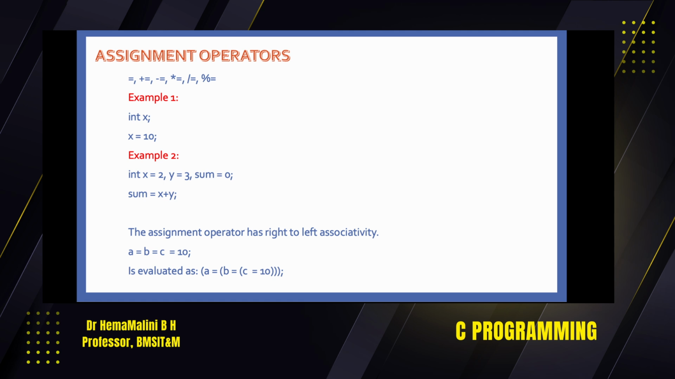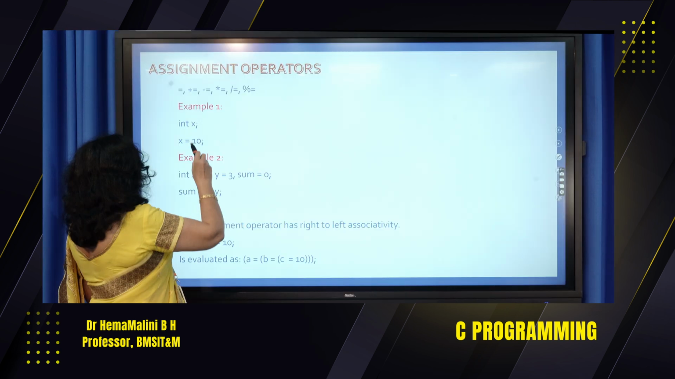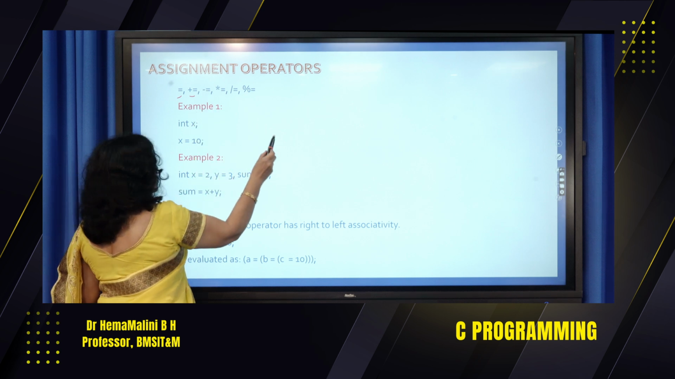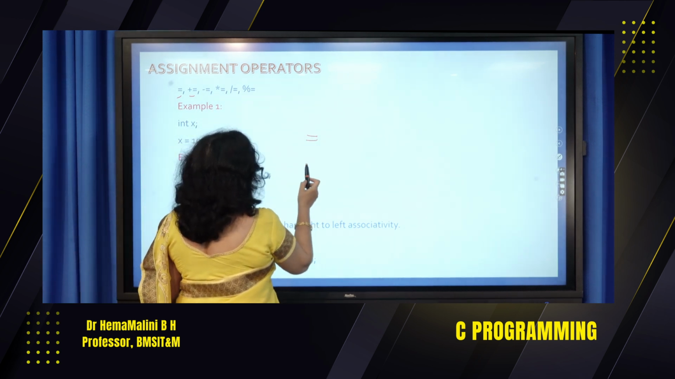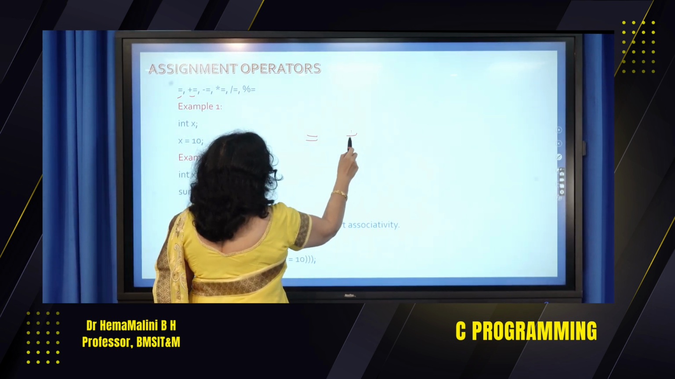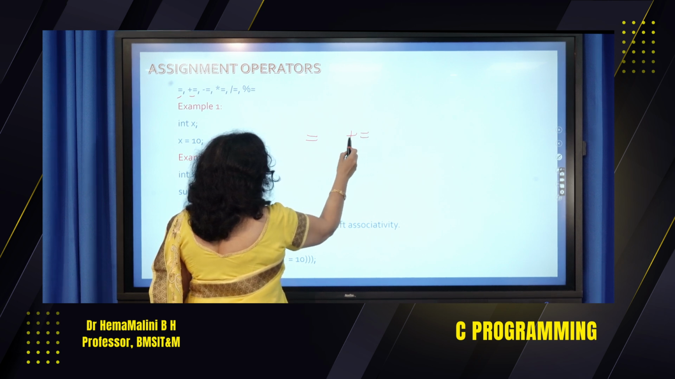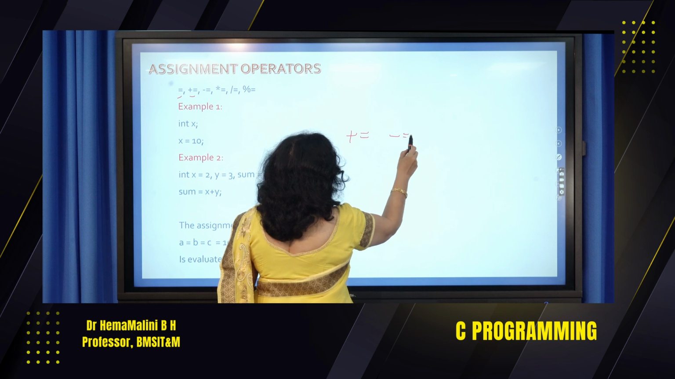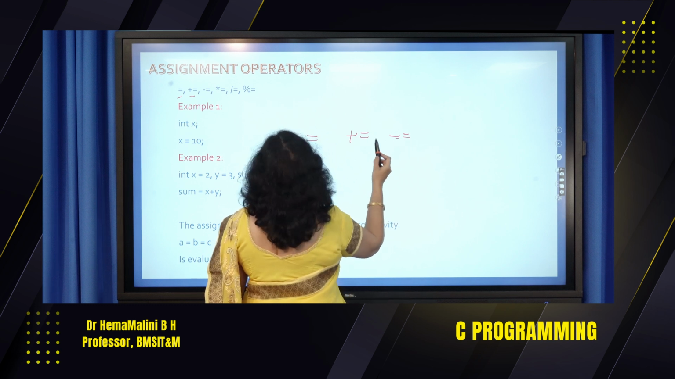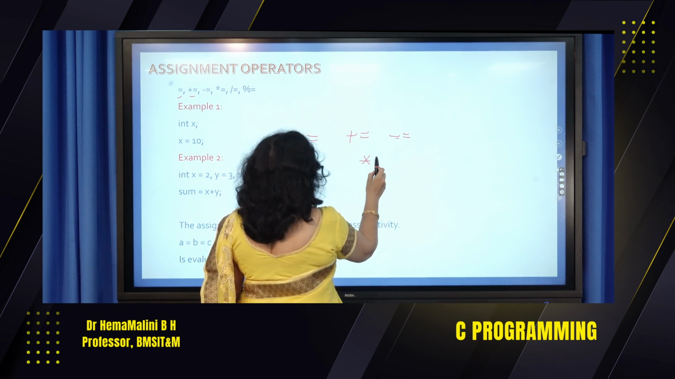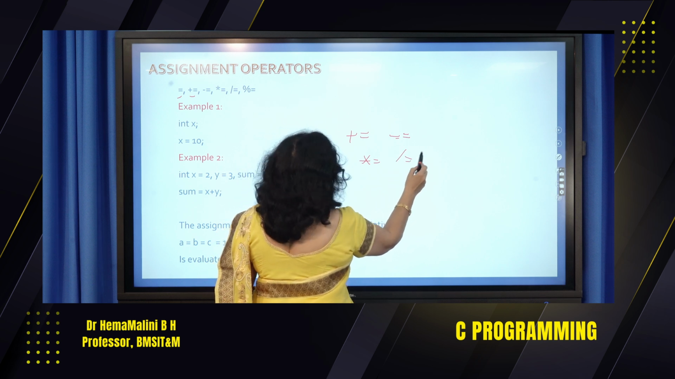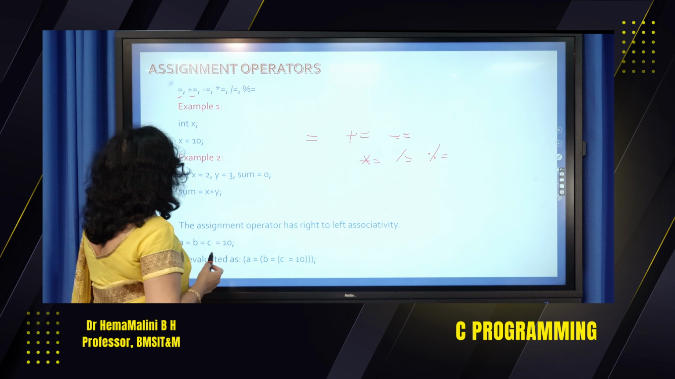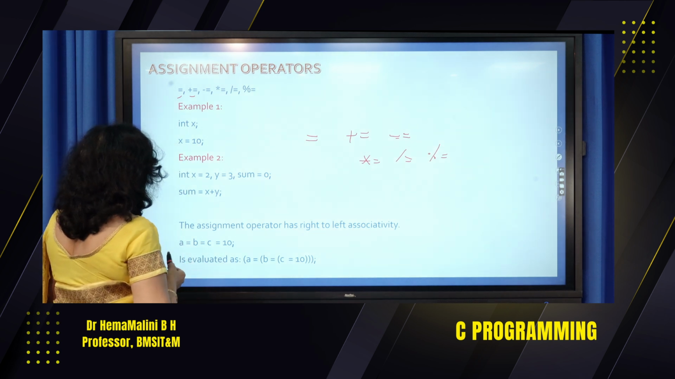Then we have assignment operators. So we have equals, plus equals. When we write plus equals, there is no gap between the plus and equals. Same way minus equals, there is no gap between these two. Then star equals, slash equals, modulo equals. All these are the assignment operators.